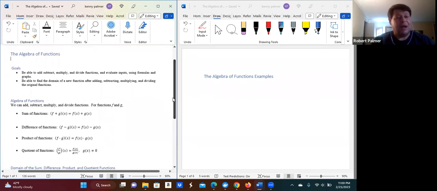Algebra in general just means, here we're talking about adding, subtracting, multiplying, and dividing. And we can do that with numbers. We can also do that with functions because functions essentially give us numbers, just in a more general way. So let's take a look at our rules here.